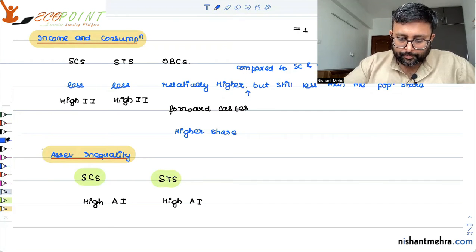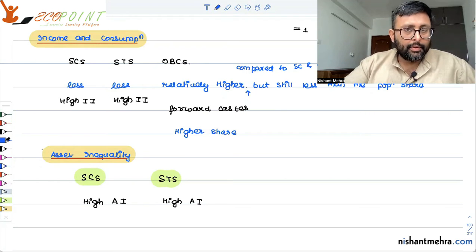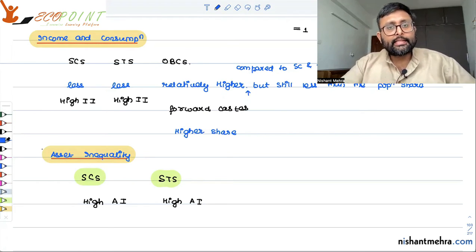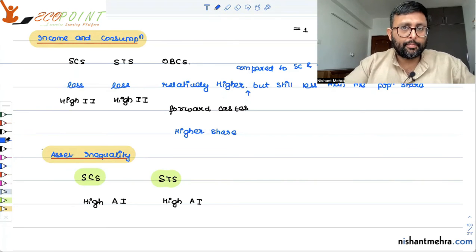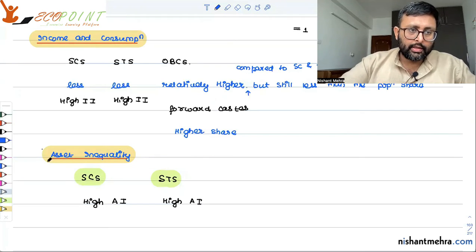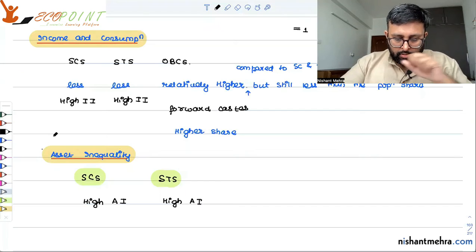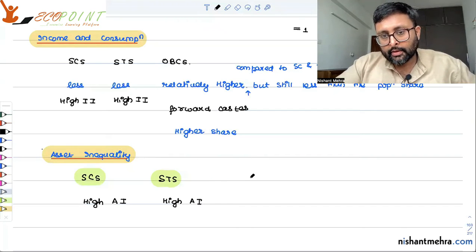And in rural areas, the position of the SCs and STs as far as asset ownership is concerned is more or less the same. But in urban areas, STs are far better than SCs. This is what he's trying to say. So we will write this.